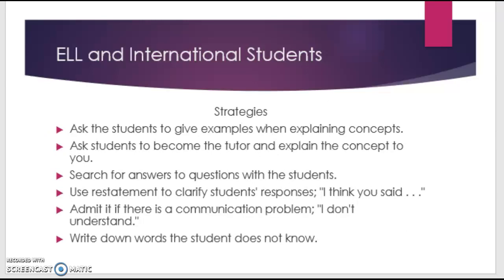More strategies for working with ELL and international students. Take a minute to review these strategies. Press pause, then press play when you're ready to reflect.